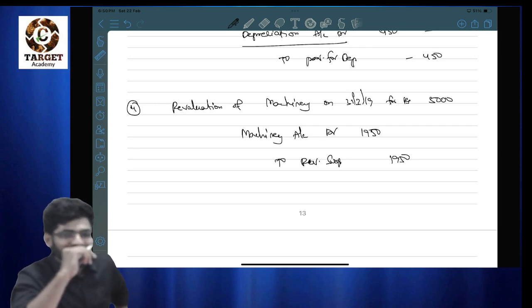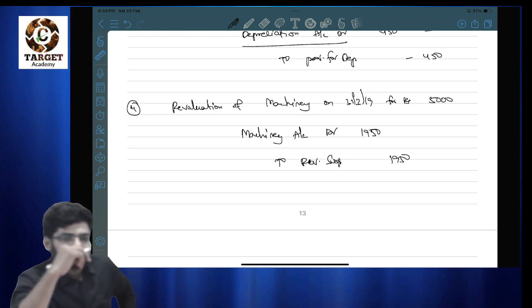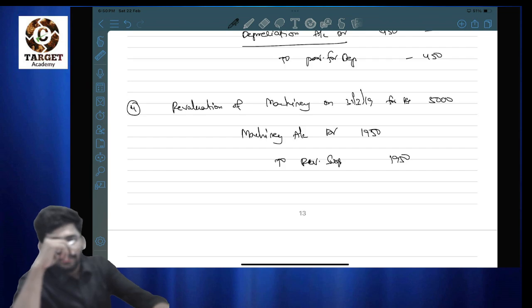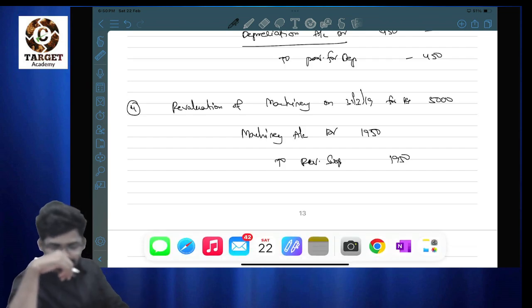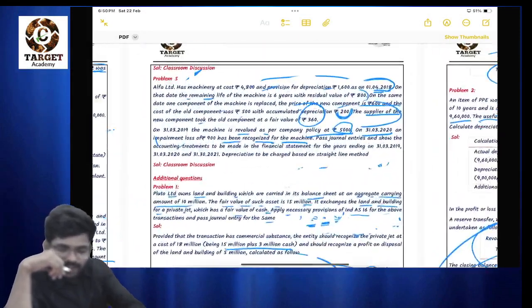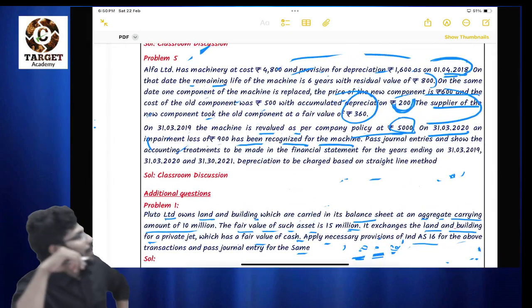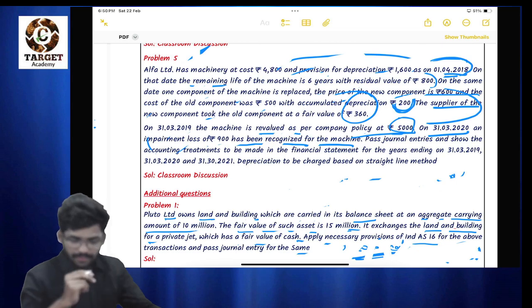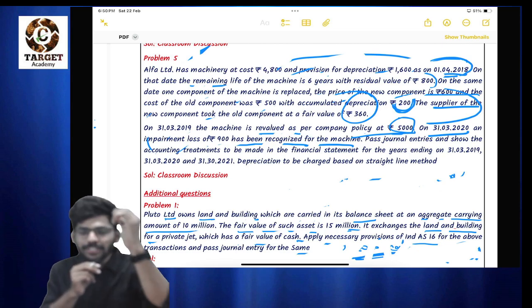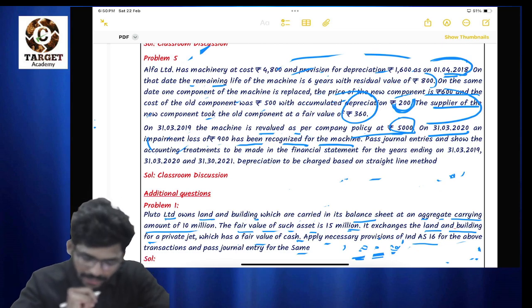No, no, no, that's not correct. Seriously, it's not correct. The problem in the question is provision for depreciation. See the point? See, how much provision for depreciation balance do we have?